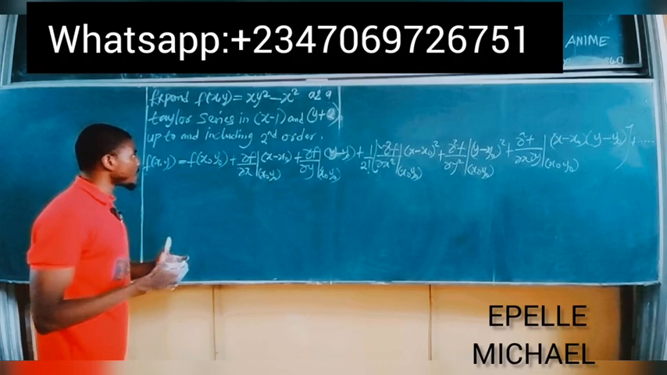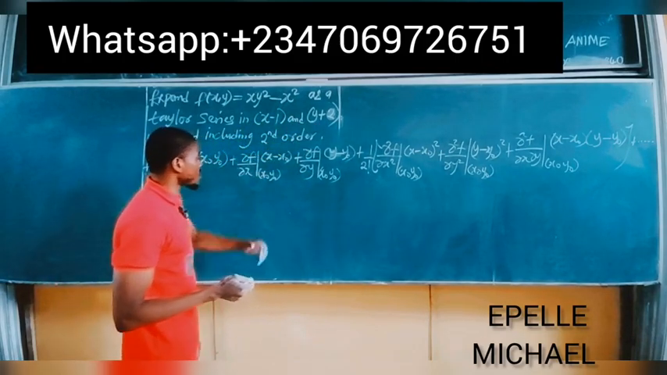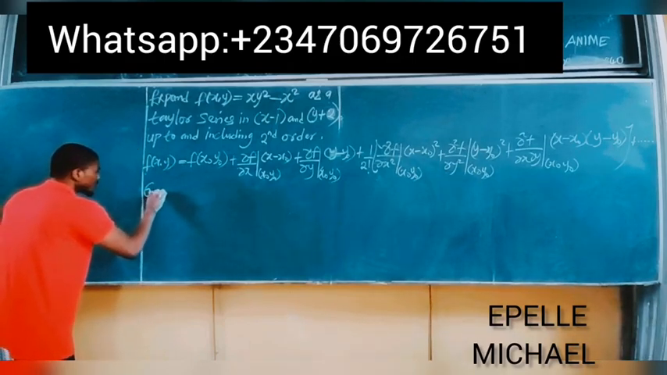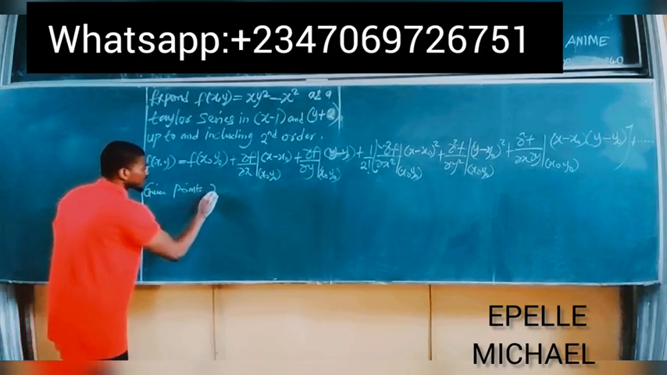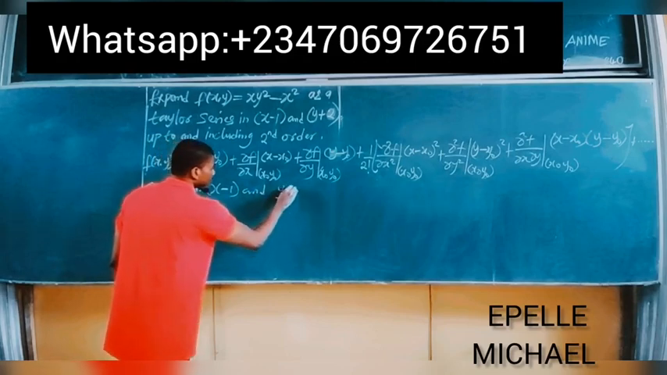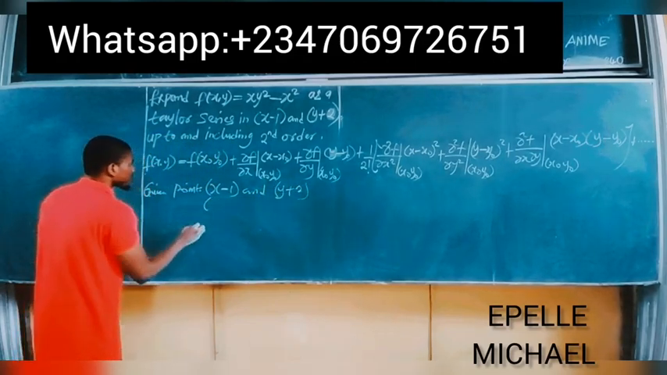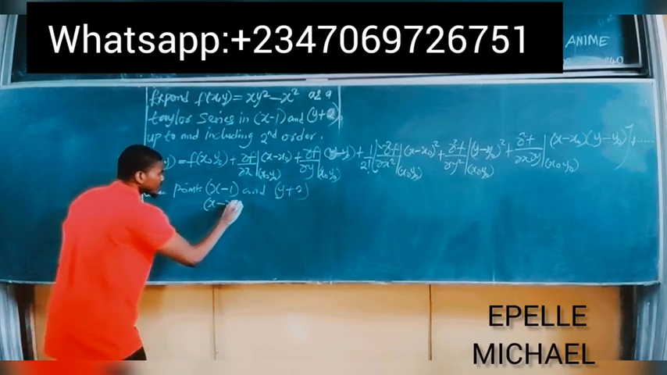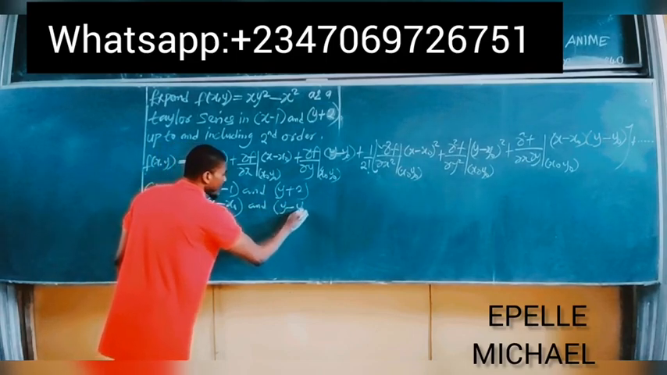So we need to locate our points. We are given x minus 1 and y plus 2. So let's get the points. Given points, we have x minus 1 and we have y plus 2. So let's relate this now to x naught, y naught. This is actually x minus x naught, and this is supposed to be y minus y naught.